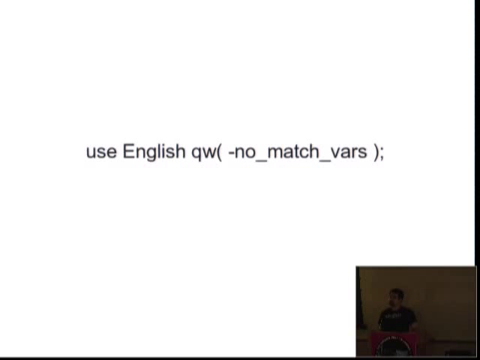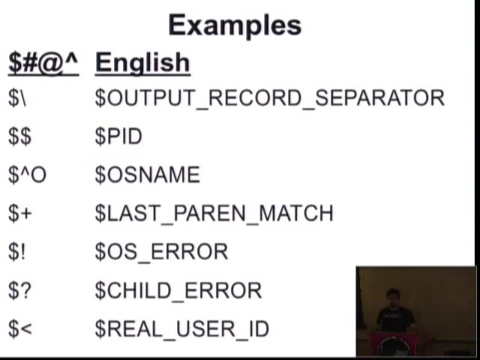It's been there forever. And here are some examples of the translations. If you can't remember whether it's $\ or $/, when you use English, you've got $ORS, or $OUTPUT_RECORD_SEPARATOR. I always use $PID instead of $$ because it just makes sense to the other guy who's reviewing my code and doesn't know all this stuff like I do. And I don't always know all this stuff myself. $OSNAME, nice and declarative. It makes the code much more pleasant to read.